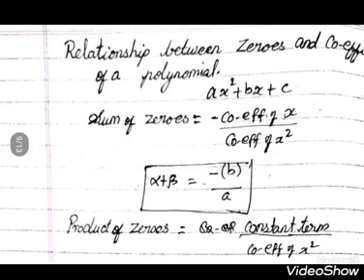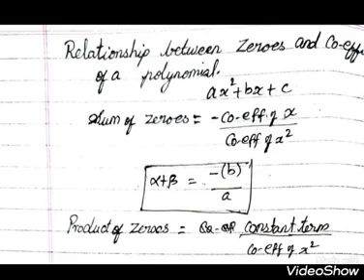How can it be found out? By the coefficients of the quadratic polynomial. So sum of zeros is minus coefficient of x divided by coefficient of x square. Here you see ax square plus bx plus c, that is the general form of a quadratic polynomial. What is the coefficient of x? That is b. So minus is already there, so minus into plus b, it should be minus b, divided by the coefficient of x square, which is a.